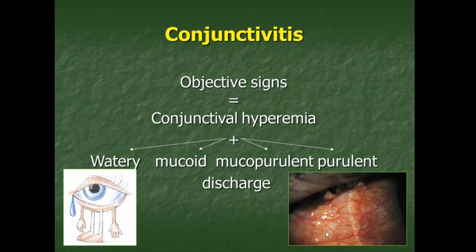As for objective signs, usually during examination of the patient, we can see conjunctival hyperemia or redness of the eye and different discharge. Discharge may be watery, mucoid, purulent, and the type of discharge can help us to suggest the type of conjunctivitis: viral, bacterial, allergic, or other cause of conjunctivitis.